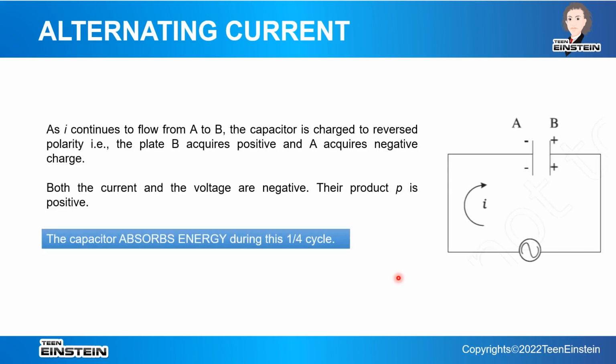Now let's look at the next quarter. As I continues to flow from A to B, now I is going towards 0 and the capacitor is charged to reverse polarity. The plate B acquires positive charges and A acquires negative charges. Both the current and voltage are negative in this quarter cycle. So then P is also positive. Again, the capacitor absorbs energy. So remember, if the power is positive, the capacitor absorbs energy. If the power is negative, the capacitor releases energy.